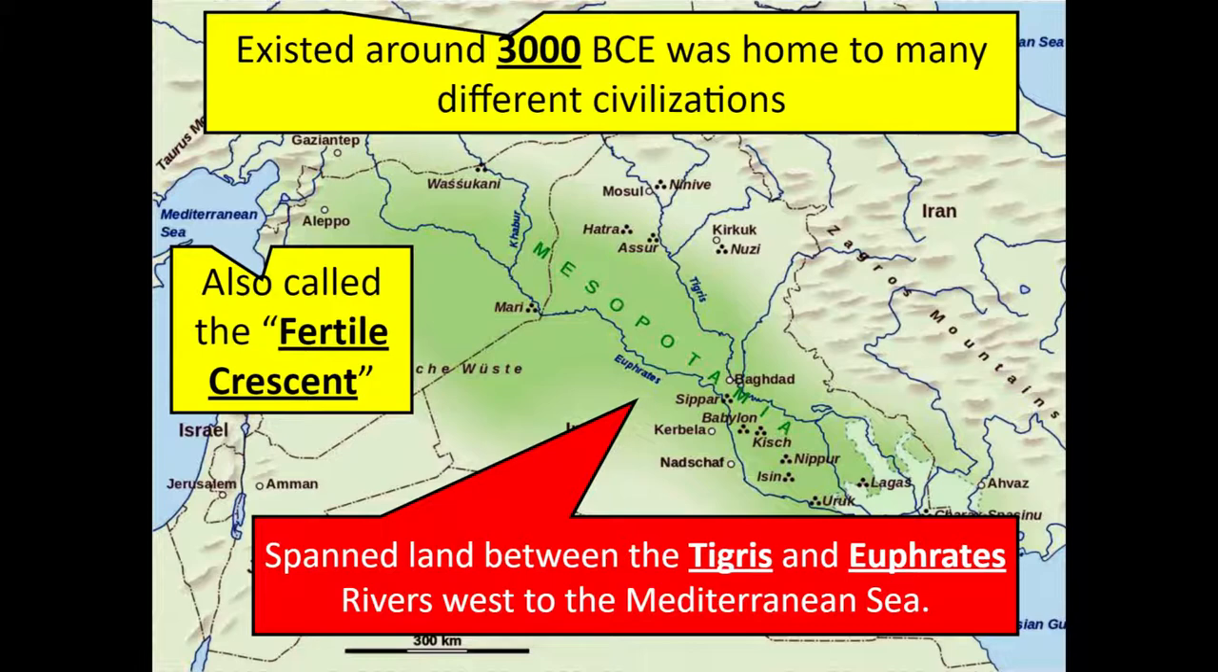This area was also known as the Fertile Crescent. You can see this green area of fertile land. It's kind of in a crescent shape. That's why it's known as the Fertile Crescent.